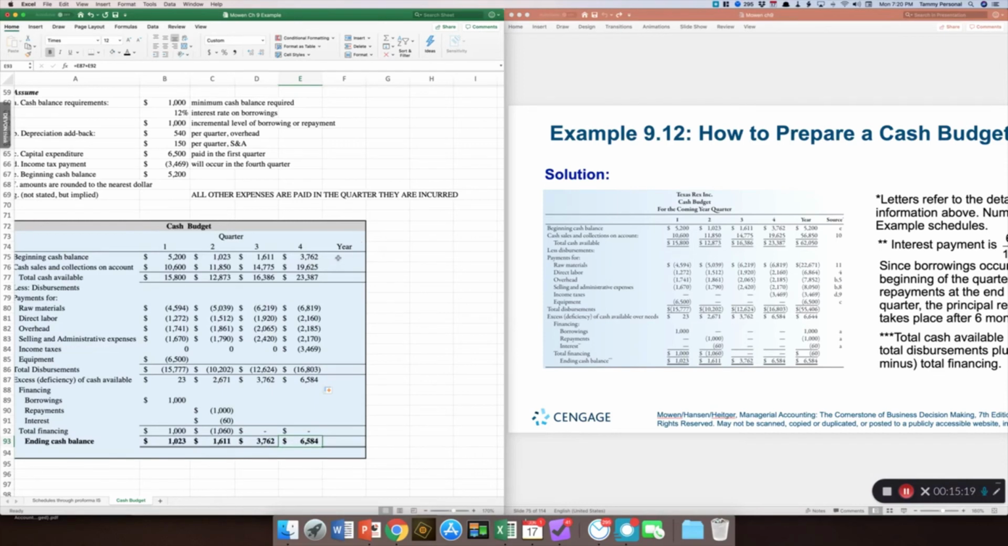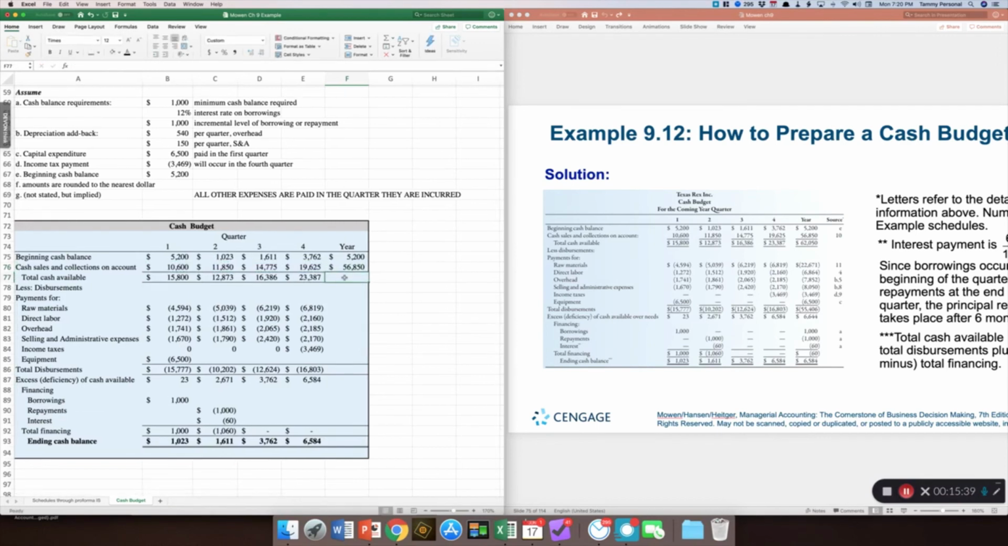And now we can just go ahead and do our annual totals. So we started with our beginning cash balance of $5,200. We collected a total of $56,000, and what that means is that we have a total of, that is not correct, I am sorry, a total of $62,050 available to us.